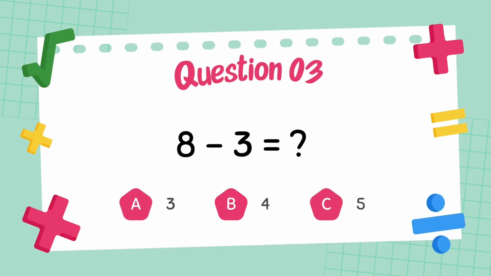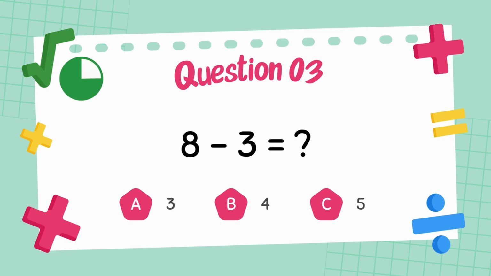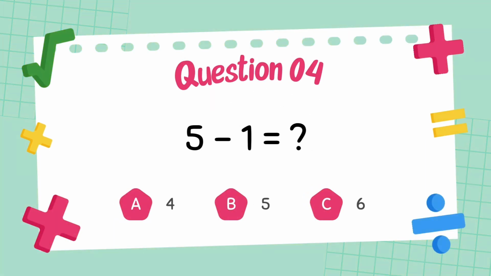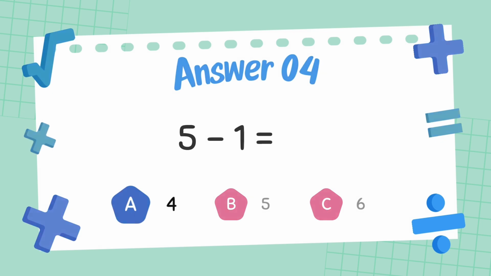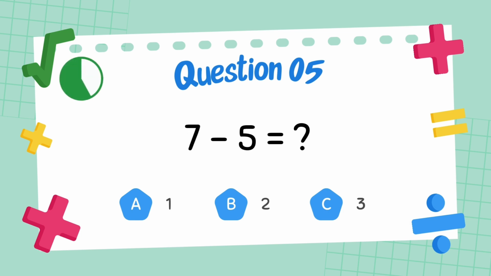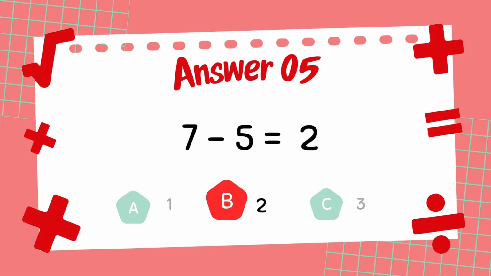What is 8 minus 3? The answer is 5. What is 5 minus 1? The answer is 4. What is 7 minus 5? The answer is 2.